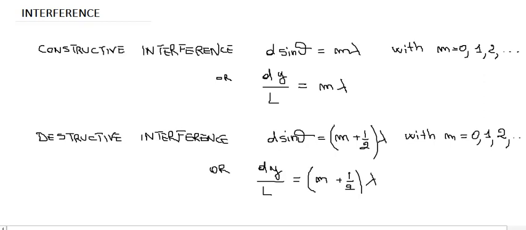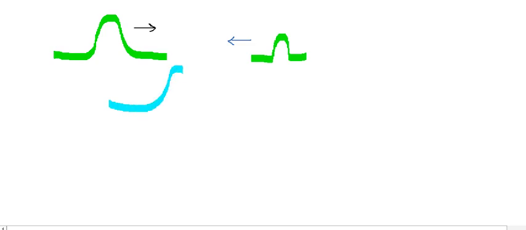Interference is a phenomenon that happens when two or more waves meet one with the other. For example, let's say that I have a pulse that is traveling to the right in my picture, and then I have another pulse, maybe with a smaller amplitude, that is traveling to the left. When the two waves meet together, they create a third wave that is exactly the sum of the two together.